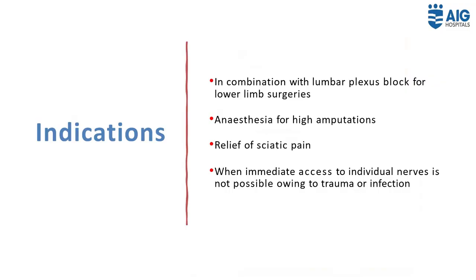We'll now discuss the indications of parasacral sciatic nerve block. It is used in combination with lumbar plexus block for lower limb surgeries, in anesthesia for high amputations, and for relief of sciatic pain. It is also used when immediate access to individual nerves is not possible owing to trauma or infection.